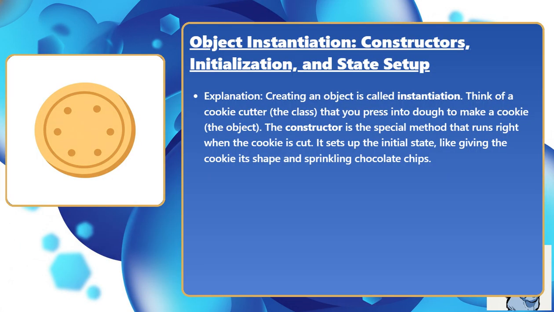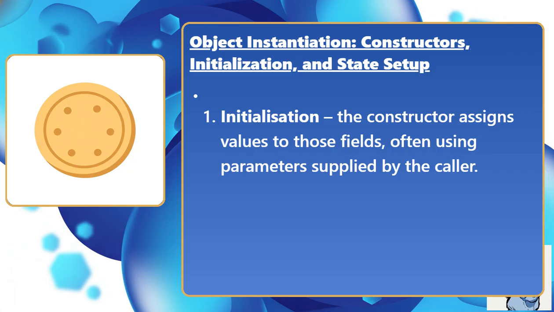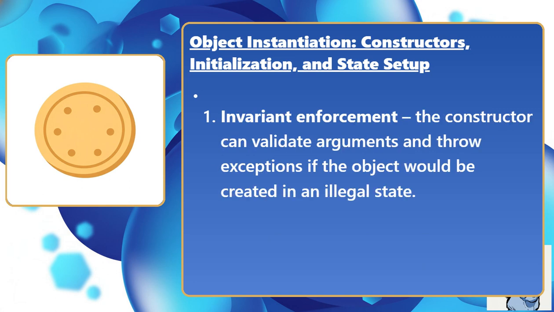Explanation: creating an object is called instantiation. Think of a cookie cutter, the class, that you press into dough to make a cookie, the object. The constructor is the special method that runs right when the cookie is cut. It sets up the initial state, like giving the cookie its shape and sprinkling chocolate chips. What a constructor does. Memory allocation: the runtime reserves space for the new object's fields. Initialization: the constructor assigns values to those fields, often using parameters supplied by the caller. Invariant enforcement: the constructor can validate arguments and throw exceptions if the object would be created in an illegal state.